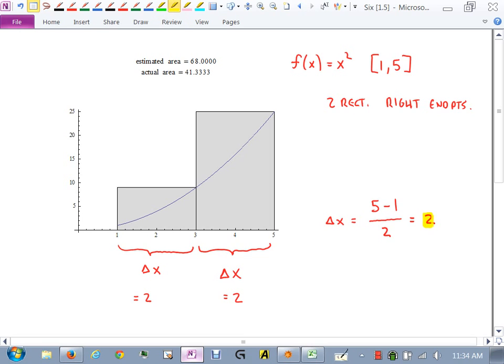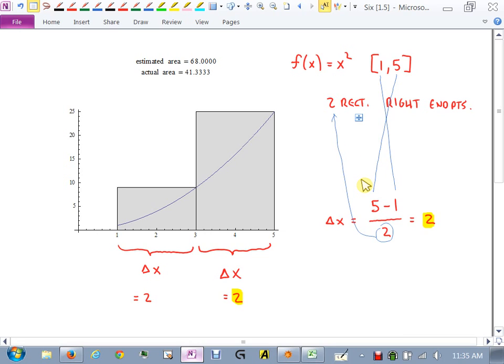This 2 right here comes from this little formula. Noticing the connection here, the 5 is the endpoint to the right, 1 is the endpoint to the left, and 2 here was the number of rectangles. You following me? Again, we're trying to come up with a general formula down the road here, so we're going to have to be able to match it to something, and this is what we'll match it to. All right, so that's delta x.